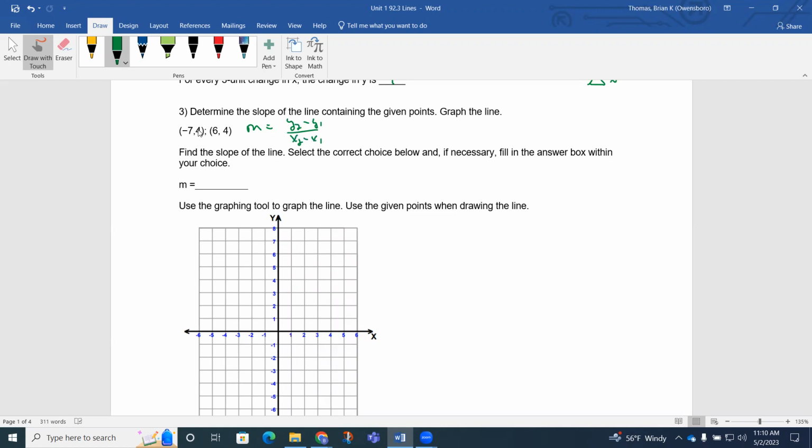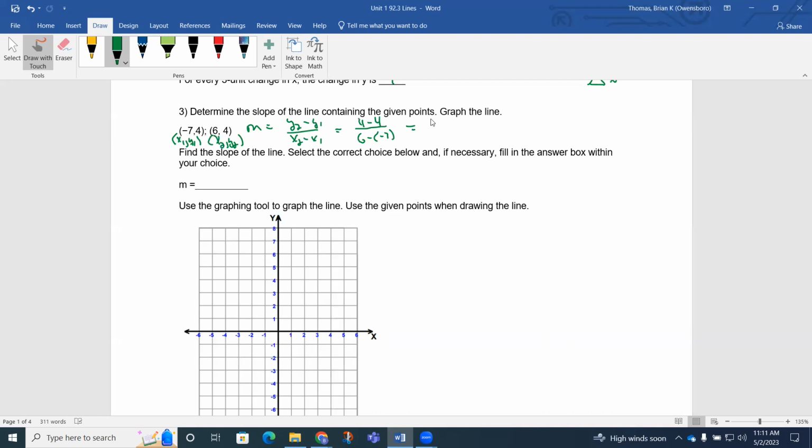Now, the way this works is we have this point 1 and this point 2. So point 1 is defined by x1, y1, these subscripts. And point 2 is described by x2, y2. So remember, the first coordinate is always the x-coordinate. So if we use the slope formula, we have to go y2 take away y1. So 4 minus 4 would be that. And then x2 take away x1 would be 6 take away a -7.